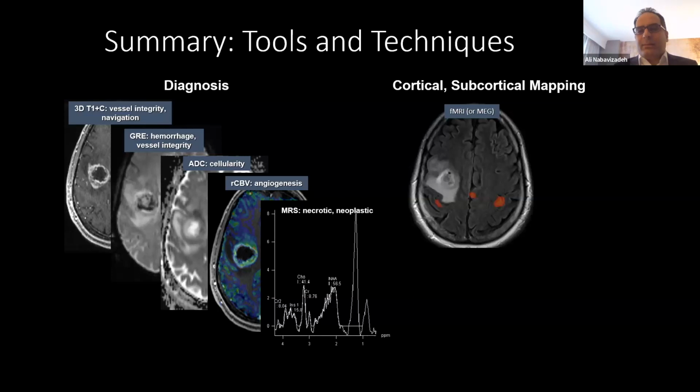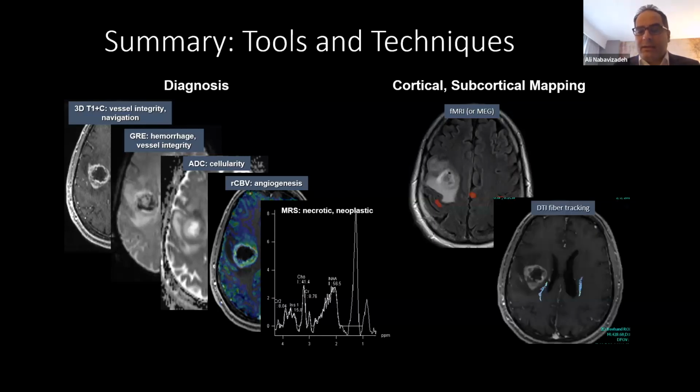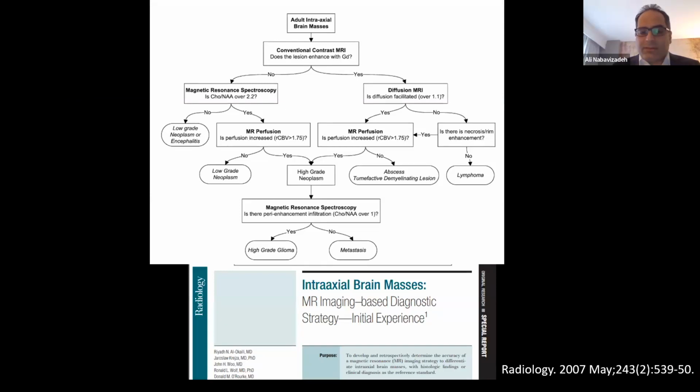And also we can use fMRI or magnetoencephalography to map the tumors before surgical resection, whether that's cortical mapping with functional MRI. And we can use DTI for subcortical mapping and to evaluate the relationship of the brain masses with different tracts by tractography. So there have been many efforts to characterize brain masses using advanced MR.